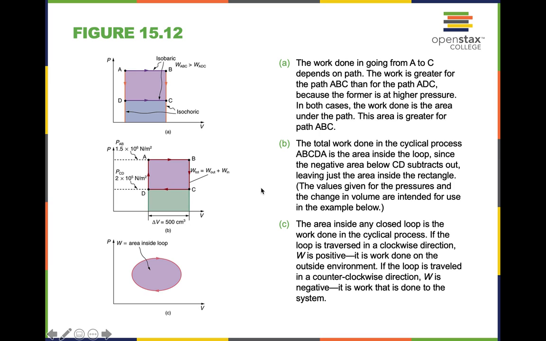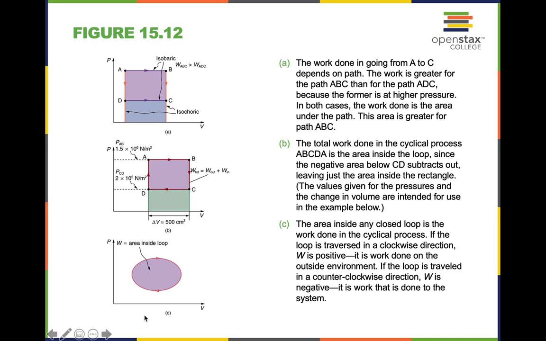So for B, we have the total work done in a cyclical process ABCDA. So we're going A, B, C, D, A, is the area inside the loop, since the negative area below CD subtracts out, leaving the area inside the rectangle. The values given for the pressures and the change in volume are intended for use in the example below.